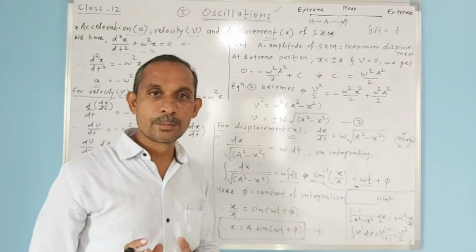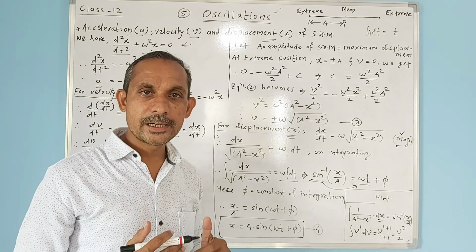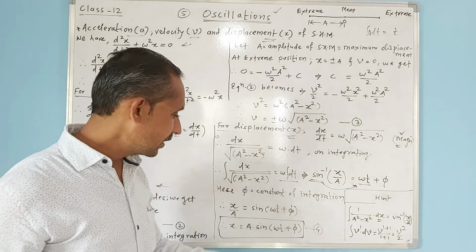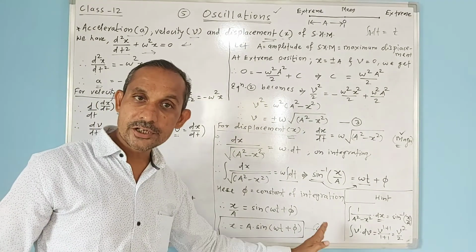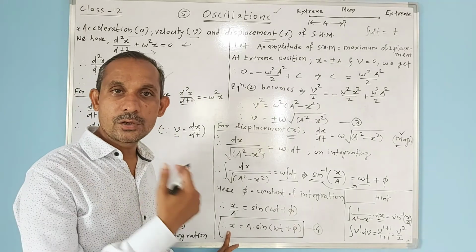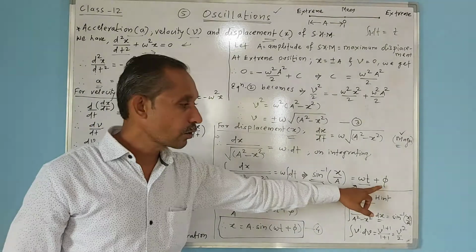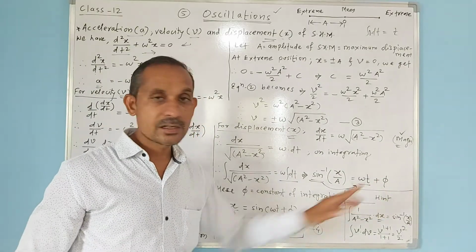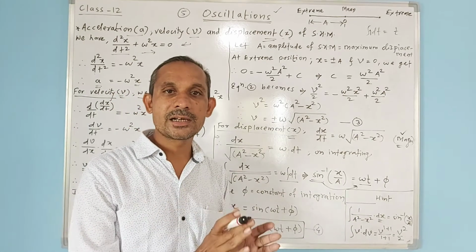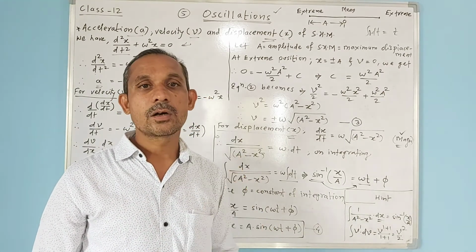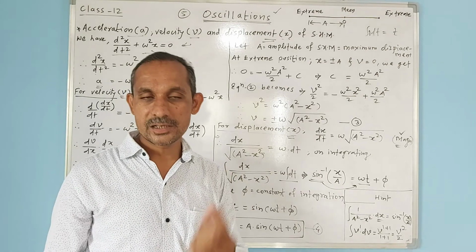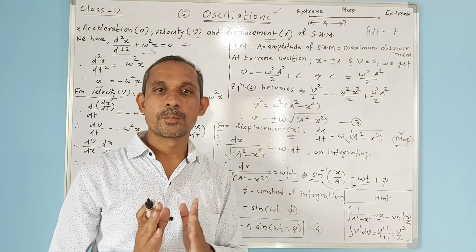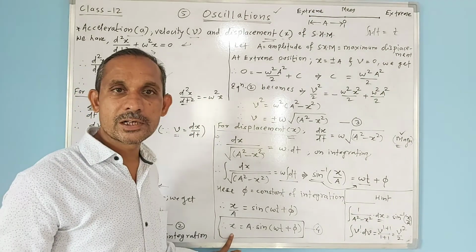Means in the simple harmonic motion we can find the displacement of the particle at any instant t. As time changes, displacement also changes. And phi is the constant of integration. It is always a constant, and its value depends on the starting of the simple harmonic motion, means the initial position at the start of the simple harmonic motion. So this is the required expression for the displacement.